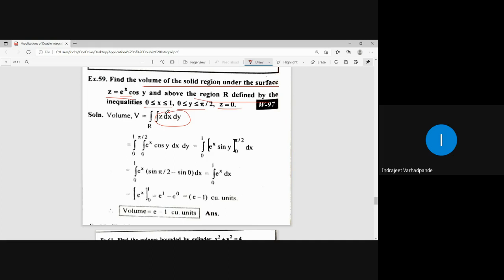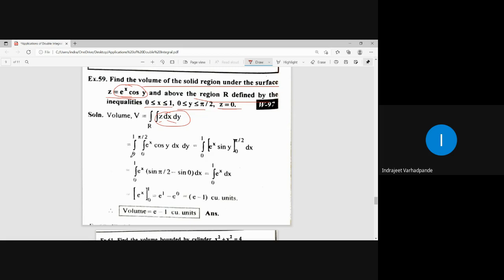No, for the calculation of volume, the projection is taken in the xy plane, and z equal to 0 represents the xy plane. z coordinate 0 है, यानी क्या बचता है coordinate में से? x और y बचता है, and therefore the projection is taken in the xy plane. So my integrand becomes z as a function of x and y, and integration is to be done with respect to x as well as y. So volume V is equal to double integral over R of z dx dy.